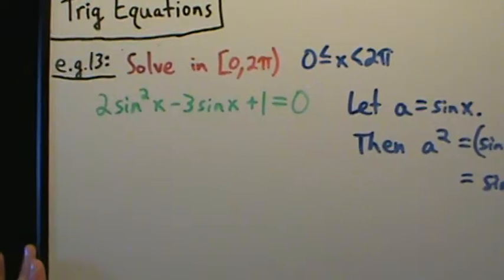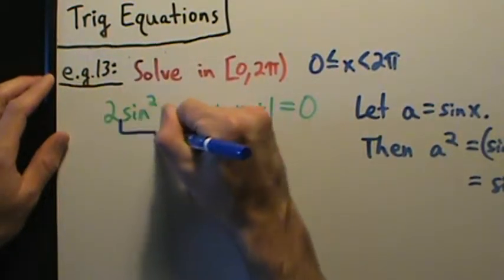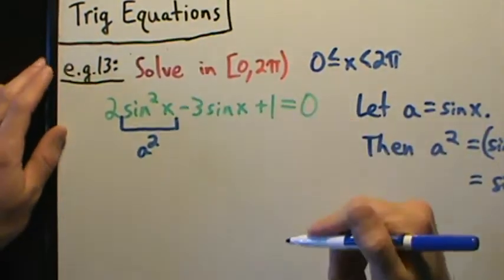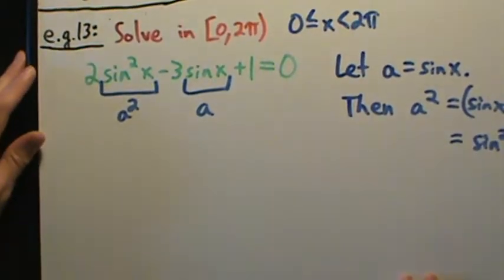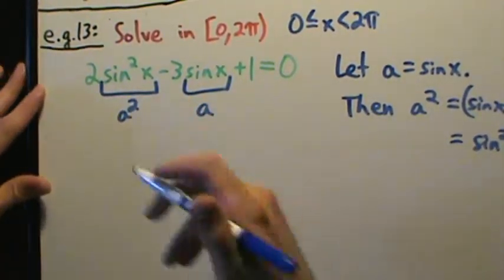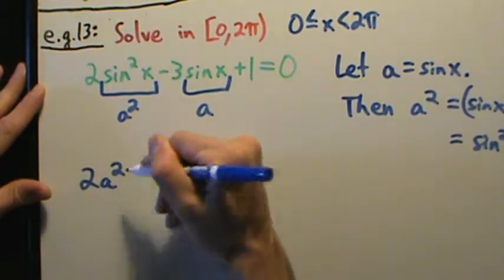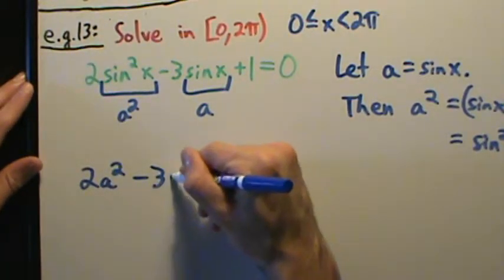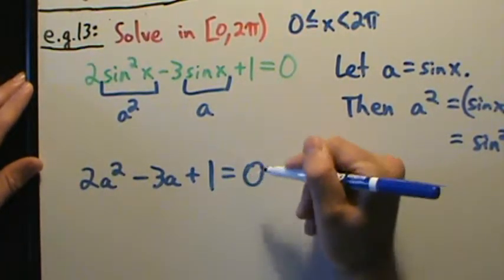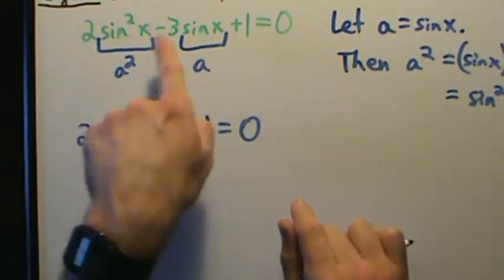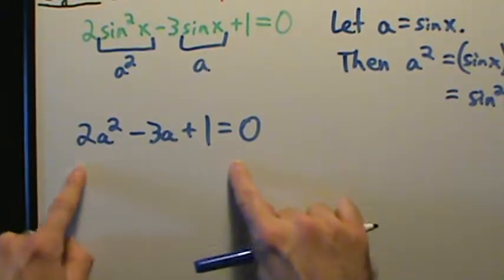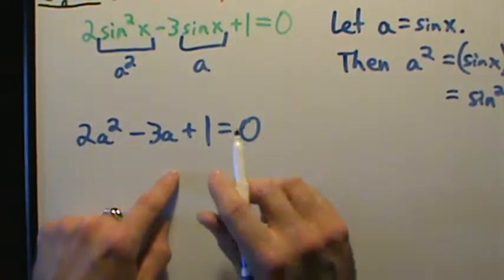So how does that help us? Well, now look here, sine squared of x, this is a squared. And then here, sine of x, that is a. So what does that do for us? Well, now this equation has become 2a squared minus 3a plus 1 equals 0. And this equation right here compared to this one is much simpler, much easier to work with, and it's much more familiar, right?